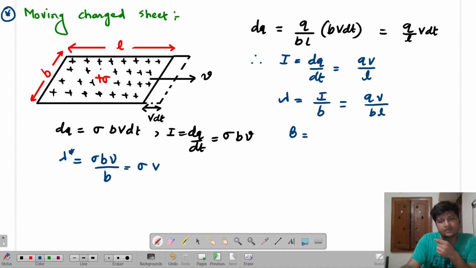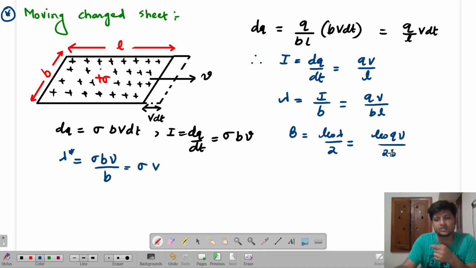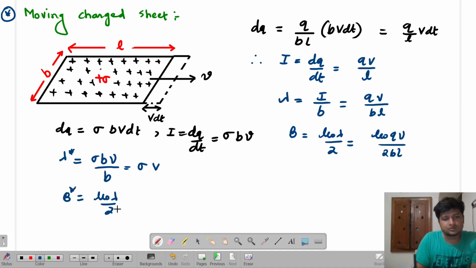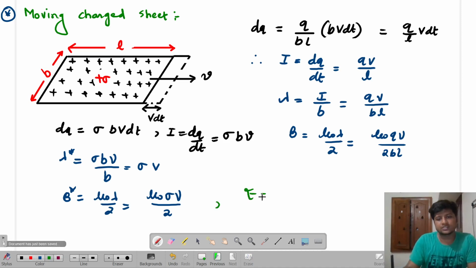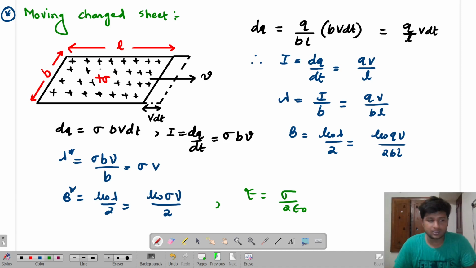And here if I define magnetic field, it is mu naught lambda by 2, isn't it? So it is mu naught QV by twice bL. And here, mu naught lambda by 2, so it is mu naught sigma v by 2. So this is my magnetic field due to my infinite sheet, or some kind of a sheet. And electric field is always given as sigma by 2 epsilon naught. Clear or not?